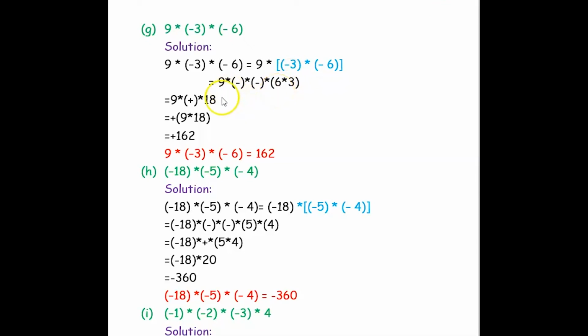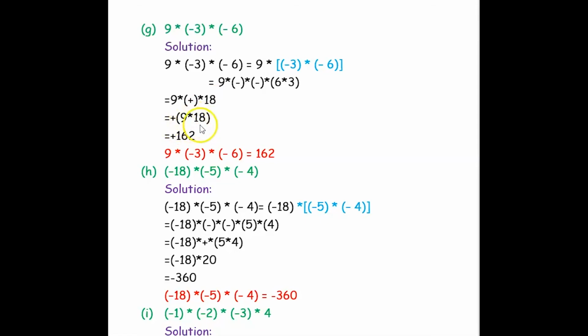So now I am writing 9 into, so negative 3 into negative 6 can be split as negative into negative, 6 into 3. So we know that negative into negative is positive and 6 into 3 is 18. So here we have positive integers. So we can write positive in the front and we can multiply the integers. So 9 into 18. So plus 9 into 18.